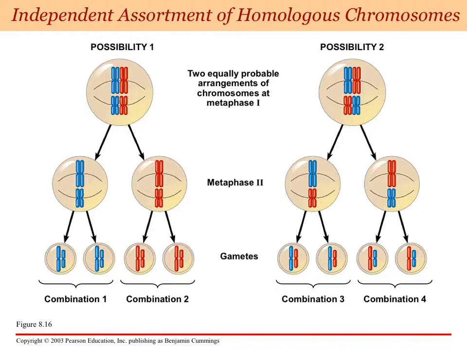Okay. Then there's also independent assortment. So as you can see, we've got a homologous pair of blue chromosomes, homologous pair of red chromosomes, one from each mother, right? These are now called tetrads. And in this case, we only have 2 chromosomes. And they can be pulled apart from metaphase to anaphase to different sides of the cell. Okay, now at the same time, so that was this, right? So the red goes this way, the blue goes this way.